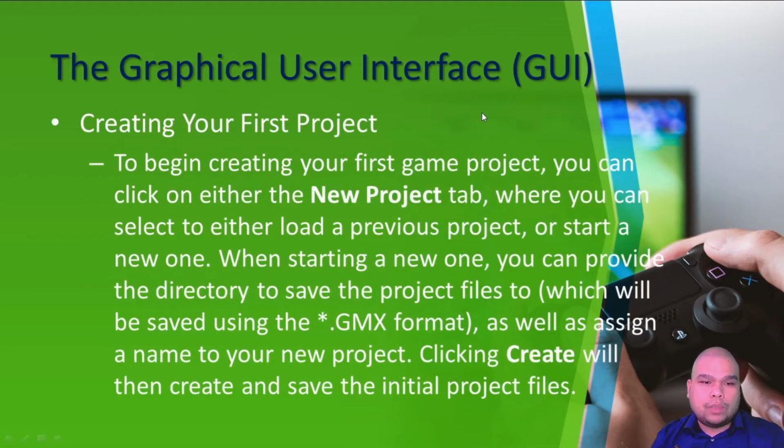Okay now, so let's continue. Creating your first project. To begin creating your first project, you can click on the new project tab where you can either load a previous project or start a new one. When starting a new one, you can provide the directory to save the project file to. Our file extension for your GameMaker Studio project will be .gmx, as well as assign a name to your new project. Clicking create will then create and save the initial project files.